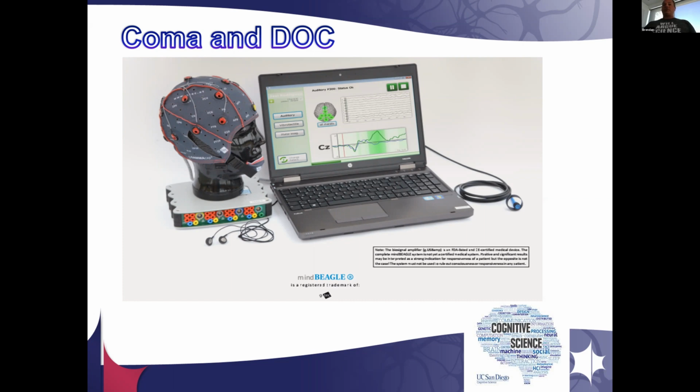The bottom of the screen shows something that's probably familiar to you by now, which is a P300. So the big bump there is a P300, and you see there's another line that doesn't have a big bump. That's the non-target line. And on the left side are just icons to launch different things, like you can launch auditory or vibrotactile types of approaches.